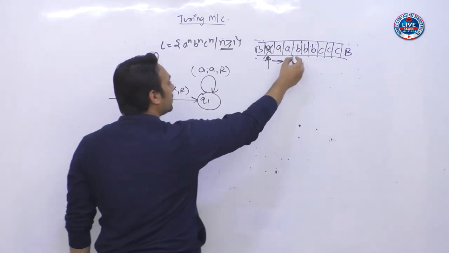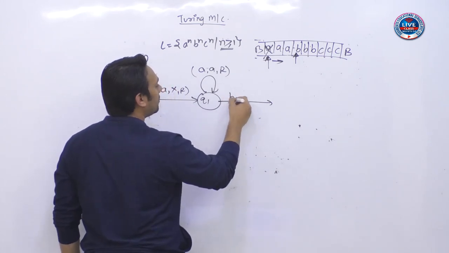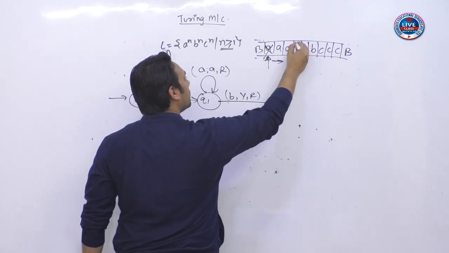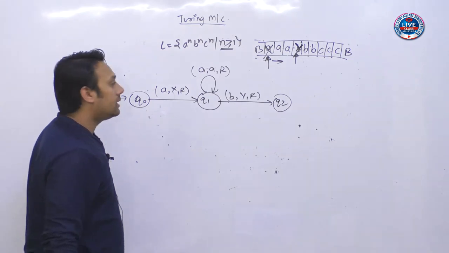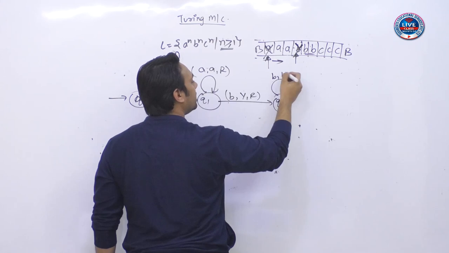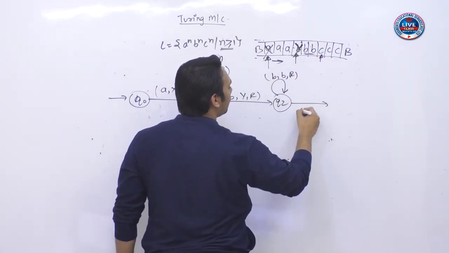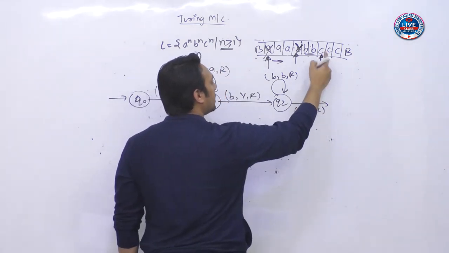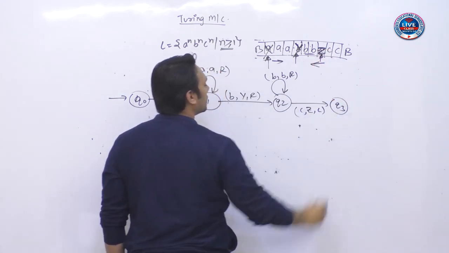Then as soon as you see a b, mark this b as Y and go to the right direction. So we marked this as Y, and now we are going to the right direction, to the state Q2. In between you can have any number of b's. Leave all these b's as they are, go to the right direction. As soon as you find a c, you can mark it as Z and go to the left direction. So as soon as we found this c, we marked it as Z, and now we are going back to the left direction, to the state Q3.